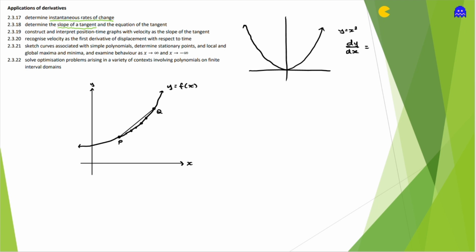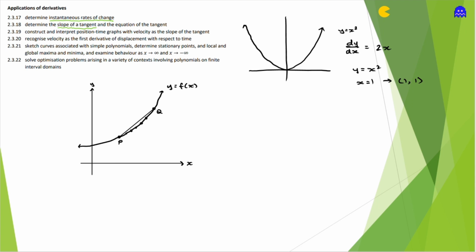I know that I bring the 2 down, and I subtract 1 from 2, so I get 2x. So my derivative is equal to 2x. Now if I want to find the instantaneous rate of change of y equals x squared at the point x equals 1, that is the point 1, comma 1. 1 squared is 1.